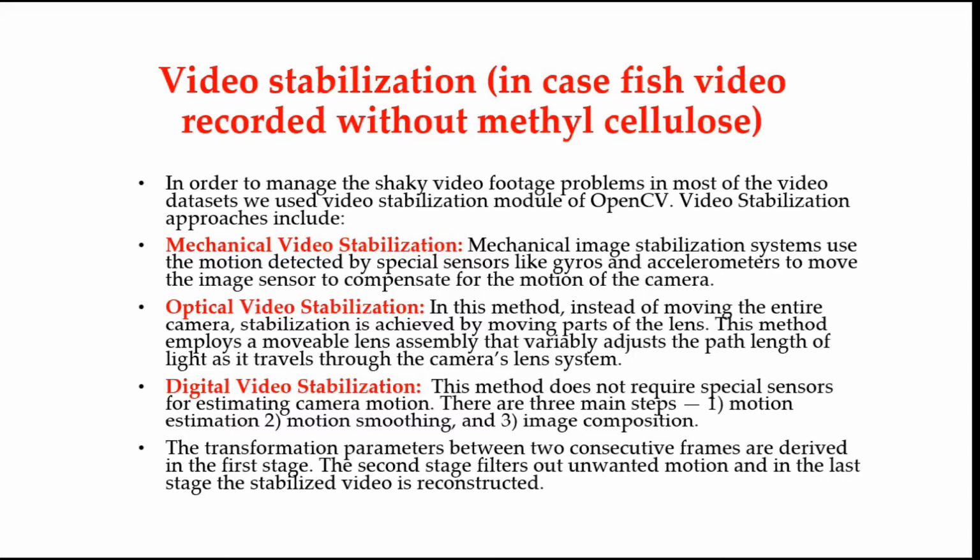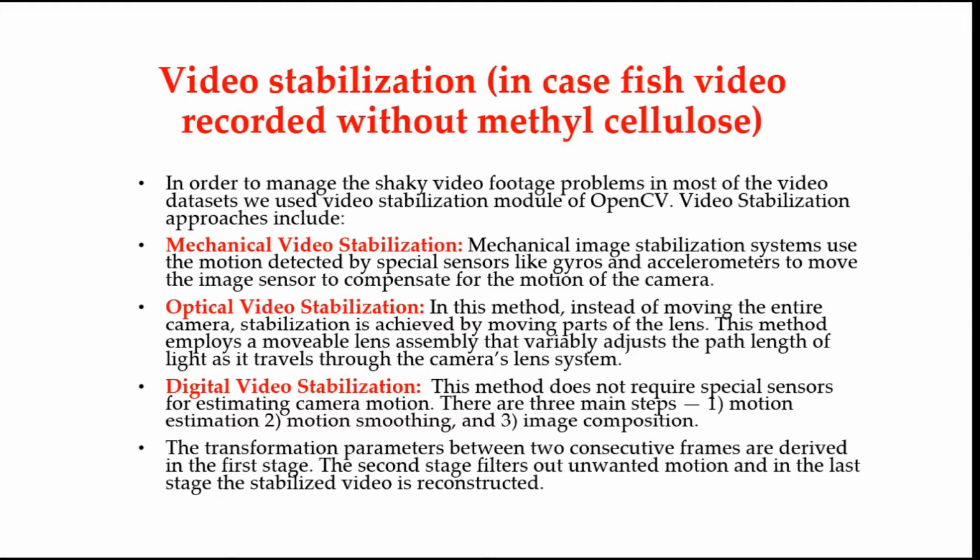Anyone can use it, or an unprofessional programmer can get practice with video stabilization. There are three types of built-in OpenCV based module approaches involved: mechanical video stabilization, optical flow video stabilization, as well as digital video stabilization. Here you can see that mechanical image stabilization uses special sensors like gyros and accelerometers that move with the image to compensate for the motion of the camera. And the optical video stabilization, which I mostly recommend, is based on the stabilization that we achieve from the moving parts of the lens relative to the camera.